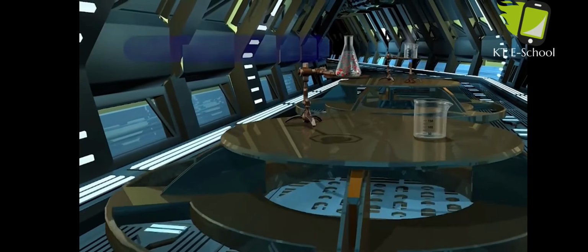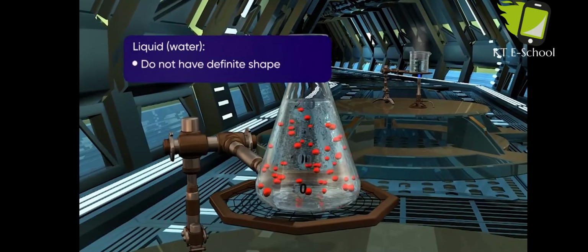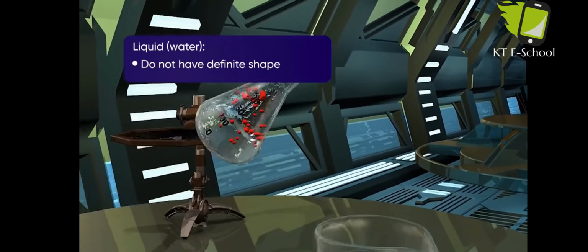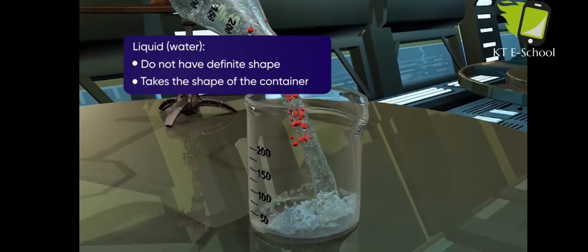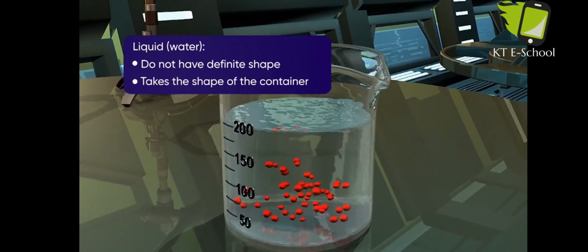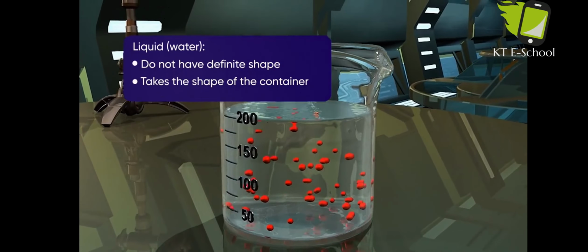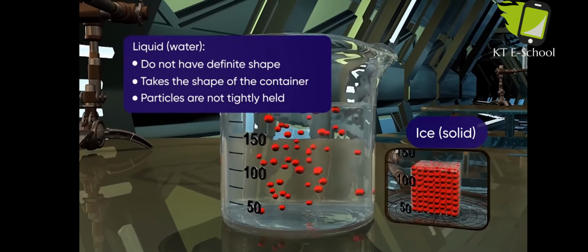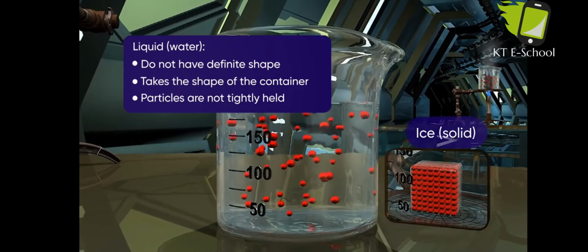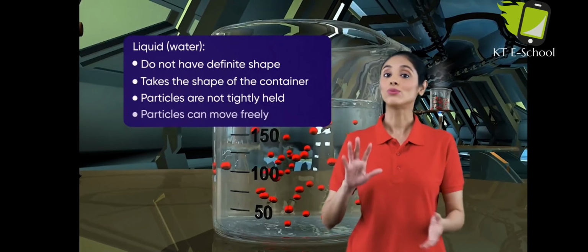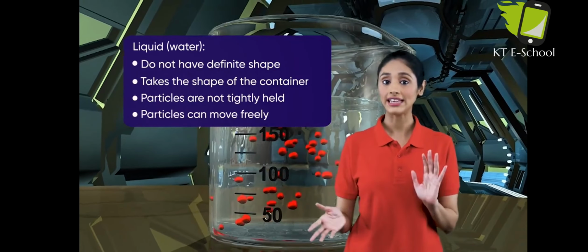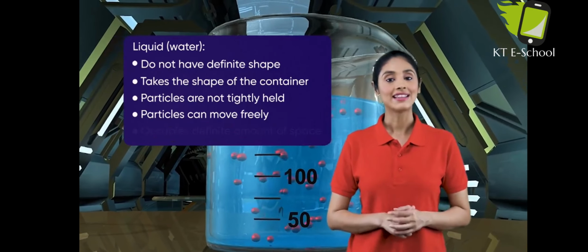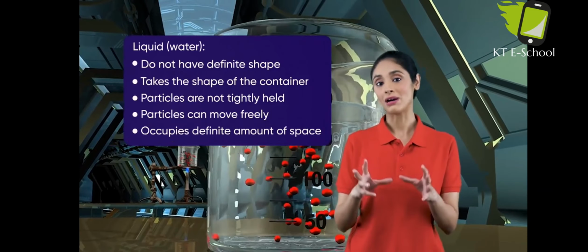On the other hand, liquid water does not have a definite shape. If you pour water from one container to the other, it takes up the shape of that particular container. This is because the particles of a liquid are not held as tightly as in solid ice. In fact, they can move around much more freely than the solid particles. Please note here that it occupies a definite amount of space.